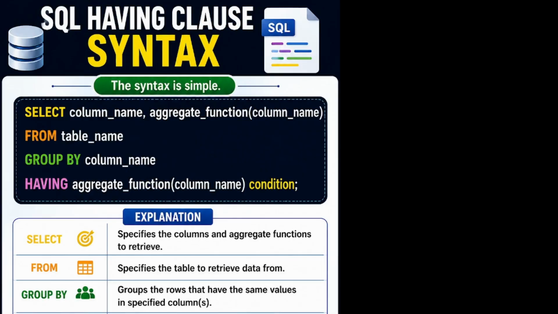Let us see the syntax. The syntax is very simple. We can write: select column name, aggregate function from table name, group by column name, having aggregate function. So having can be used to filter on an aggregate function with a condition.